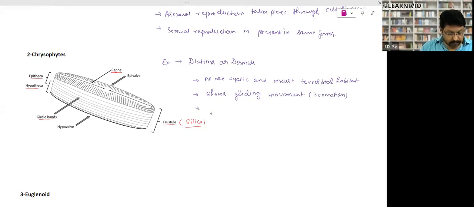Their frustules do not decay easily. In hundreds of years they do not decay because silica does not decay. So they keep on dying and keep on depositing on the ocean floor, and they make a soil-like structure called siliceous earth. That is a very important point. They pile up at the bottom of water.